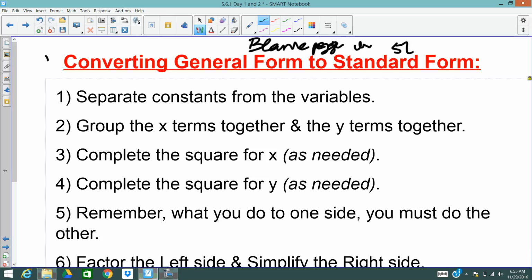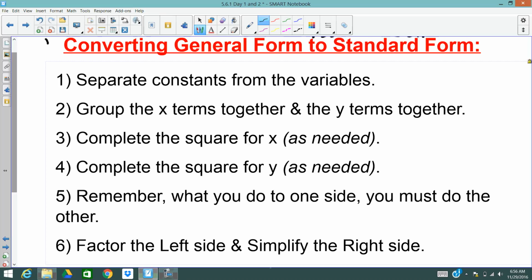In section 561, if we have any left. Go ahead, pause, jot these notes down.